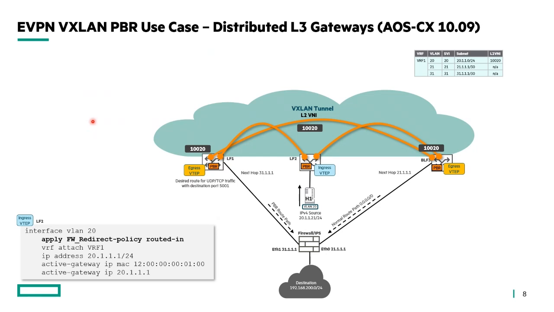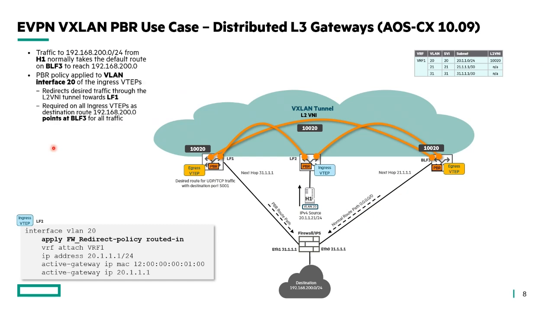So the use cases, this is just a review of what we did with 10.09. In this case, traffic from H1 normally takes the default route on border leaf 3 to reach the 192.168.200 network. You can see this is the normal route path. And so when we apply the PBR policy to VLAN interface 20 on the ingress VTEPs, this redirects the traffic through the L2 VNI tunnel towards leaf 1. So this is how we alter the path in PBR.